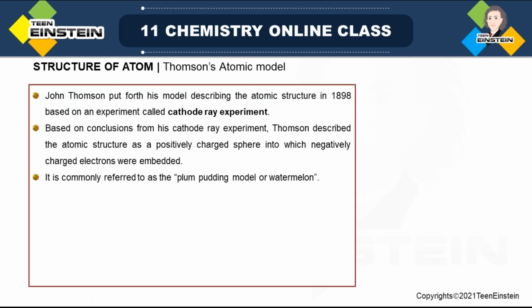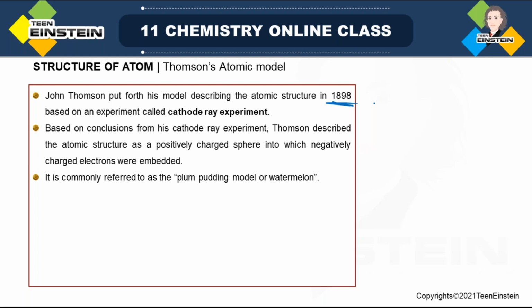So as we know Dalton's atomic model, we have already learned about it in the previous chapter. Now the next important model after Dalton's is Thomson's atomic model. Thomson put forth his model describing the atomic structure in 1898. Compared to Dalton's atomic theory, it is later. Okay, it was based on an experiment called the cathode ray experiment. Now, based on this experiment, there are some conclusions, and we will see these conclusions one by one.